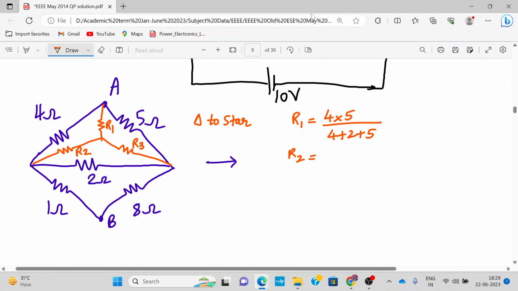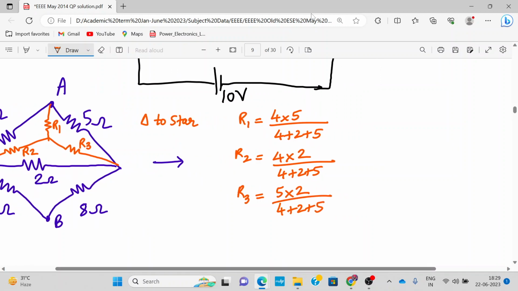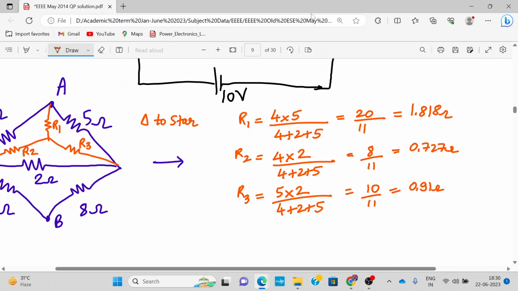Okay. Similarly, what will be R2? 4 into 2. Are you understanding what I am doing? 4 into 2 divided by total, 4 plus 2 plus 5. What will be R3? 5 into 2 divided by 4 plus 2 plus 5. So calculate this much. This will be 20 upon 11, this will be 8 upon 11, this will be 10 upon 11. How much is this? 1.818 ohms. This is 0.727 ohms. This will be 0.91 ohms.